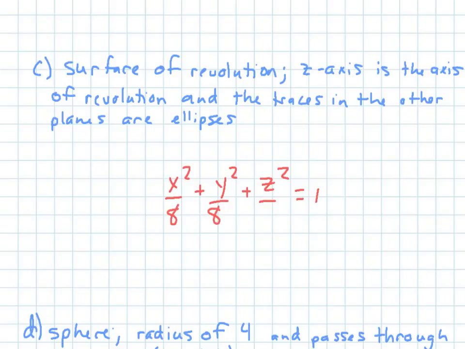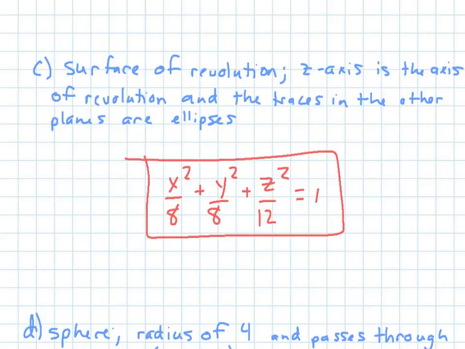Now for the other ones, you need planes that are ellipses for your traces. So if I block out the y squared, x and z need to be different. If I block out the x squared, y squared and z squared need to be different. So I'm going to pick a different number than 8 to make ellipses. So I picked 12. And so that makes the ellipsoid picture that you should get.